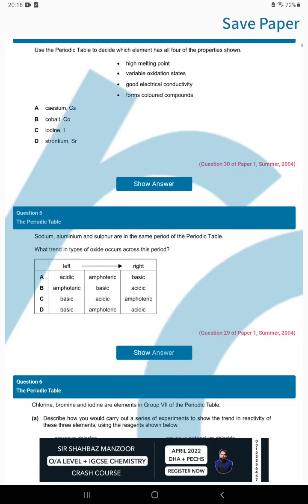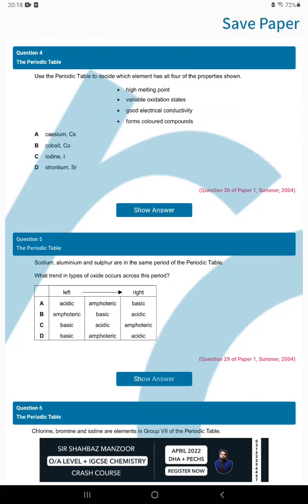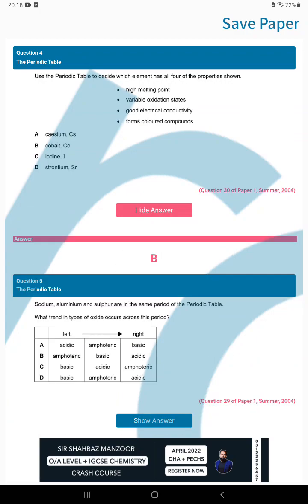Moving on. Use the periodic table to decide which element has all four of the properties shown: high melting point, variable oxidation states, good electrical conductivity, forms colored compounds. Cesium, cobalt, iodine, or strontium? It's cobalt.